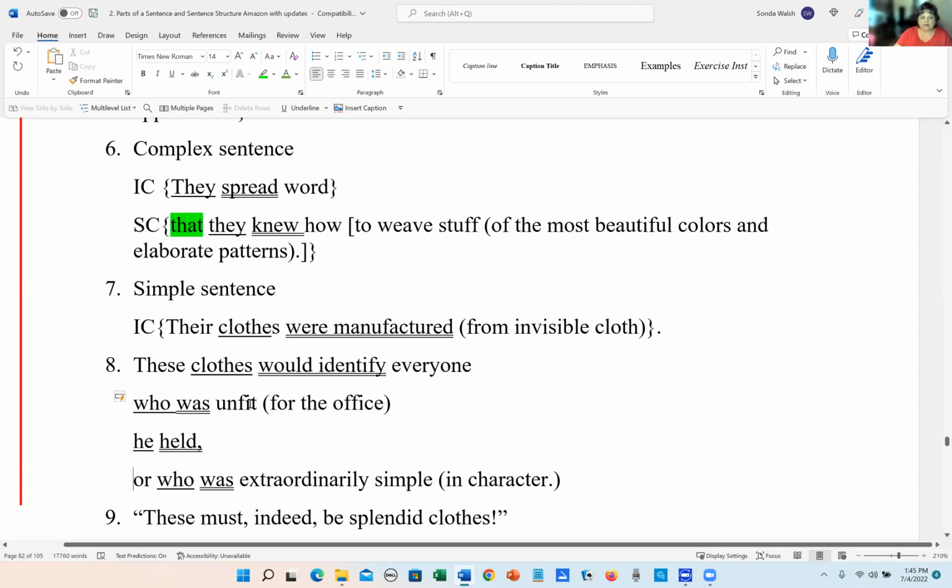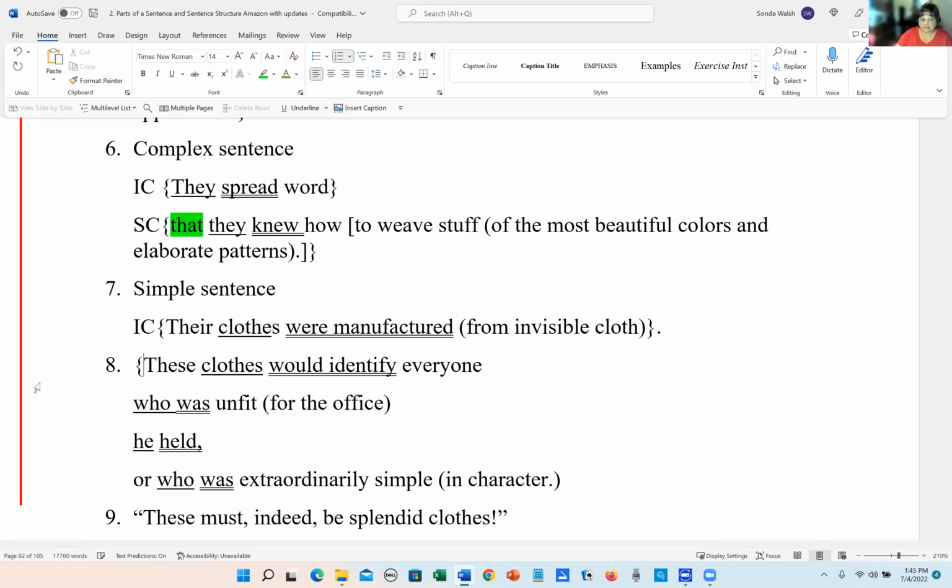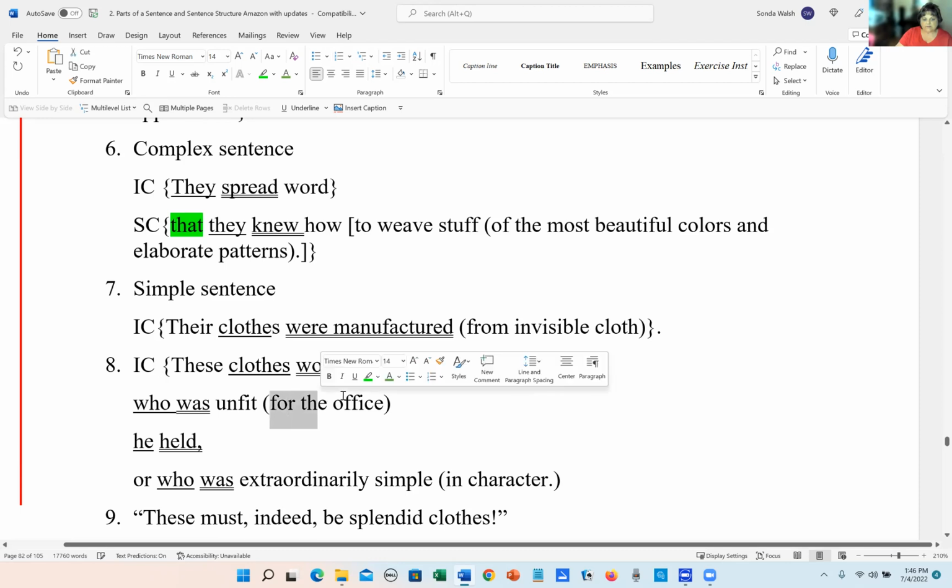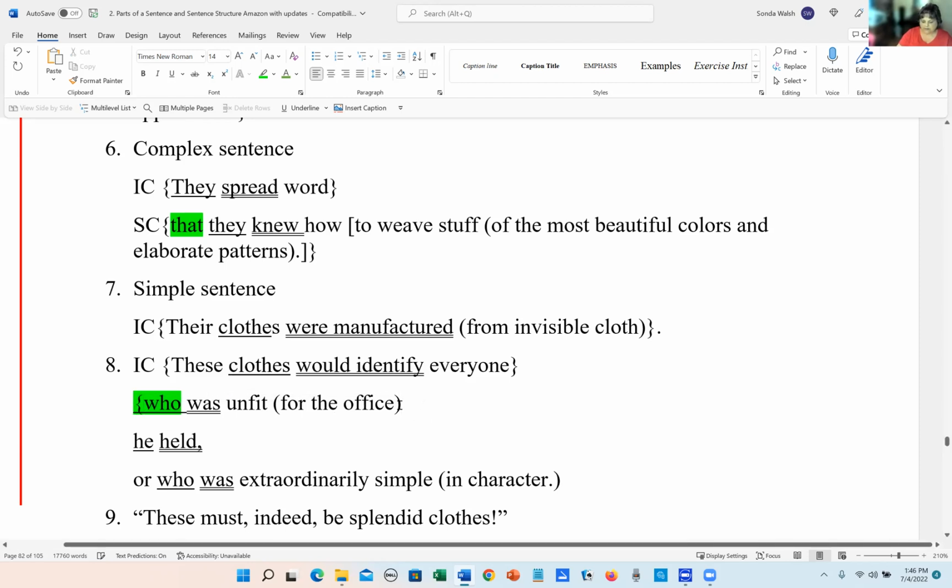Okay, now I have to figure out about these. "These clothes would identify everyone." Put my brackets around that. I have one subject, one verb. I go to my subject. I look to the left. The word "these" is a demonstrative pronoun. So I'm going to say this is an independent clause. "Who was unfit for the office." "Who" is a relative pronoun. So this clause is a subordinate clause because it begins with a relative pronoun. Let's make it not highlighted in green. So this is a subordinate clause.